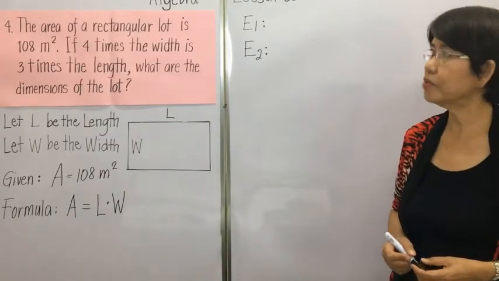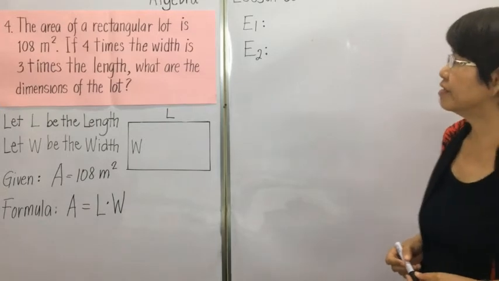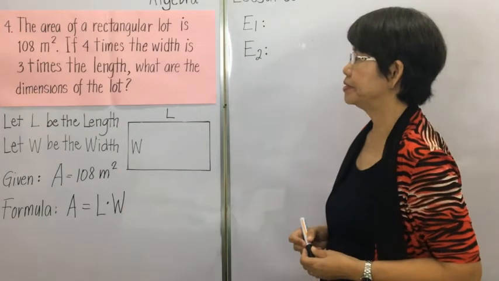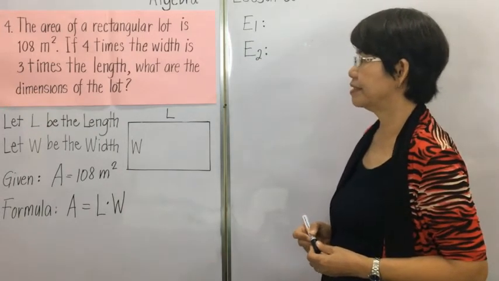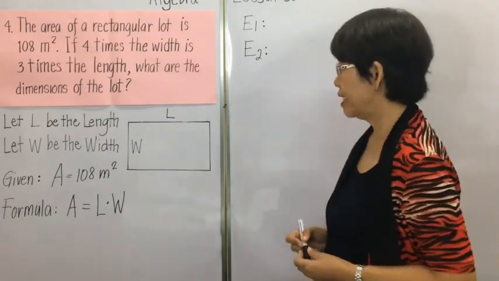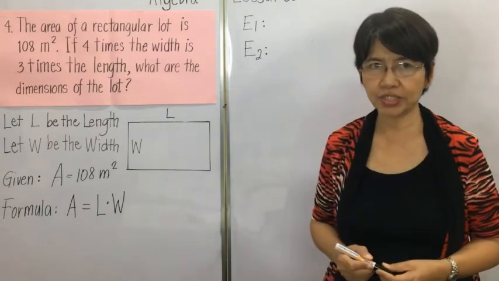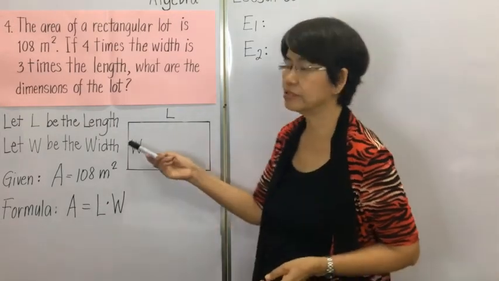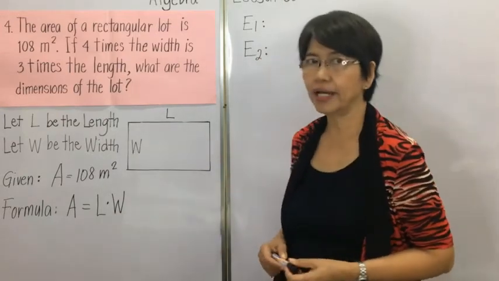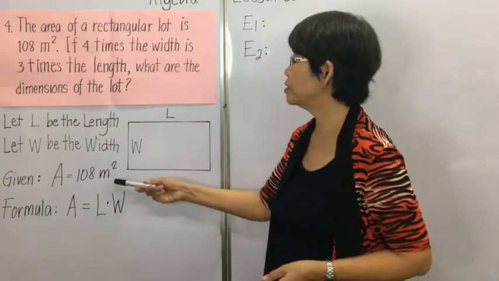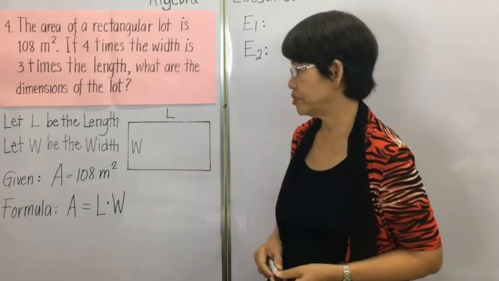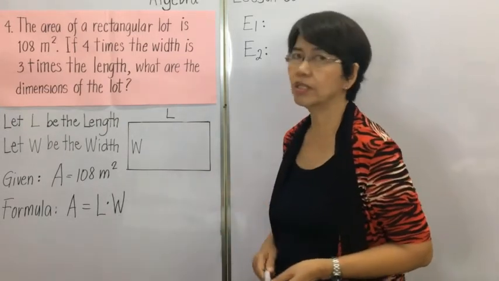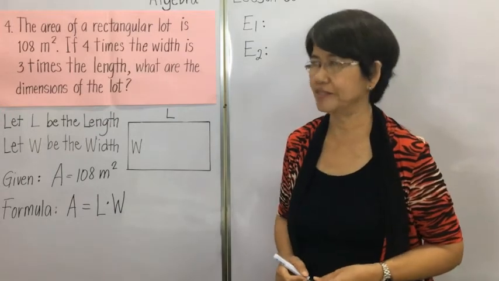Problem number 4, we have the area of a rectangular lot is 108 meters squared. If 4 times the width is 3 times the length, what are the dimensions of the lot? So we let L be the length and let W be the width, and we are given the area, which is 108 meters squared. So we will be using the formula area is equal to length times width.